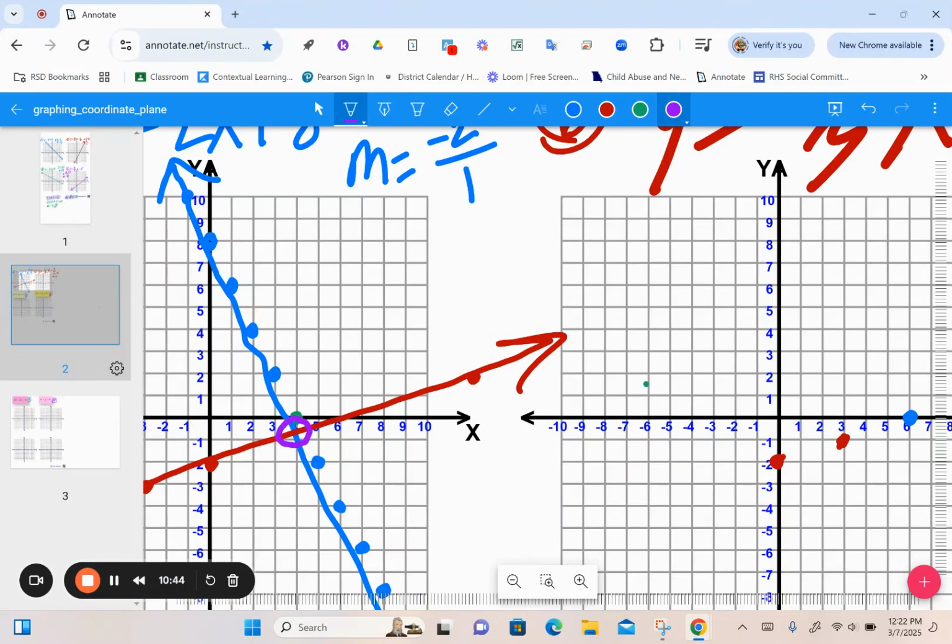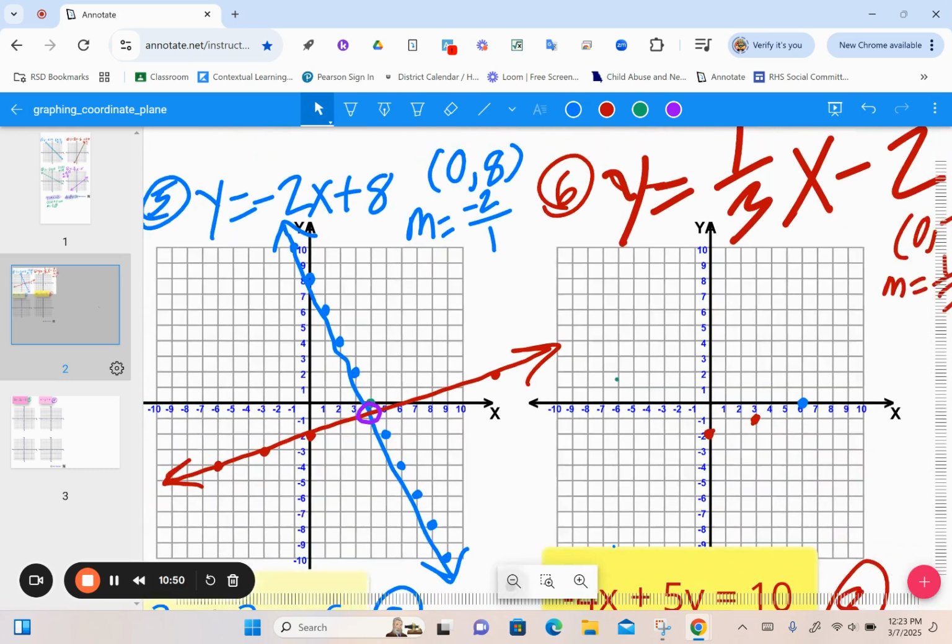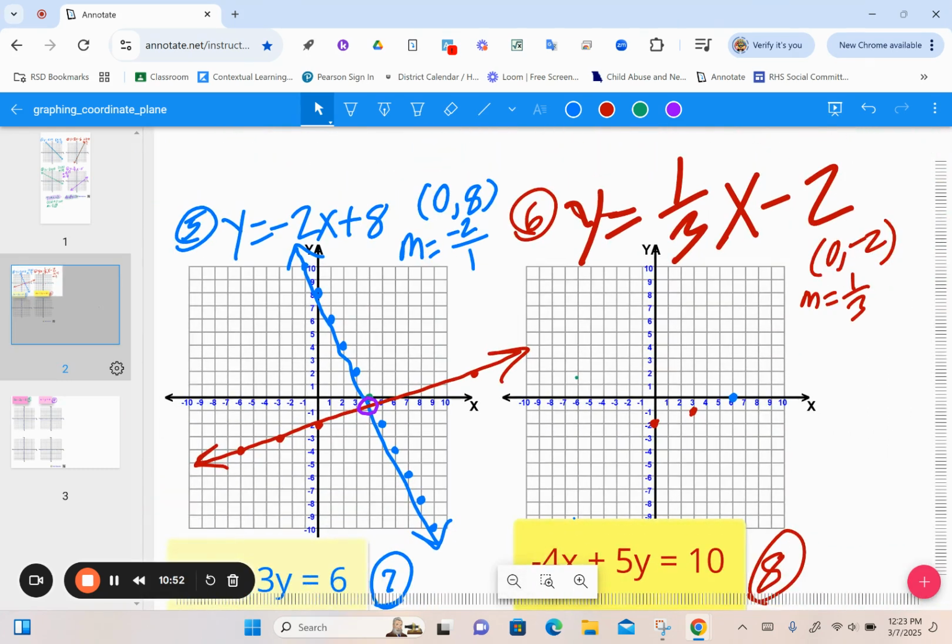You can find that point of intersection. You already know how. You solved an equation. Solving a system of equations is fairly simple. If we look at these two equations, this equation is solved for y. So is this one. So it says, hey, y equals -2x plus 8, but y equals 1/3 x minus 2. In a system of equations, it'll look like this.